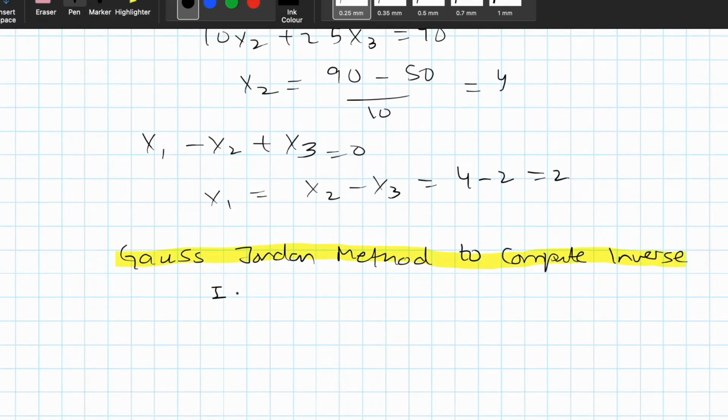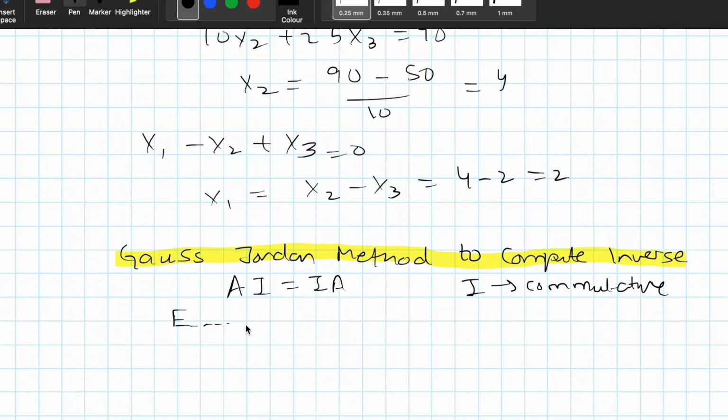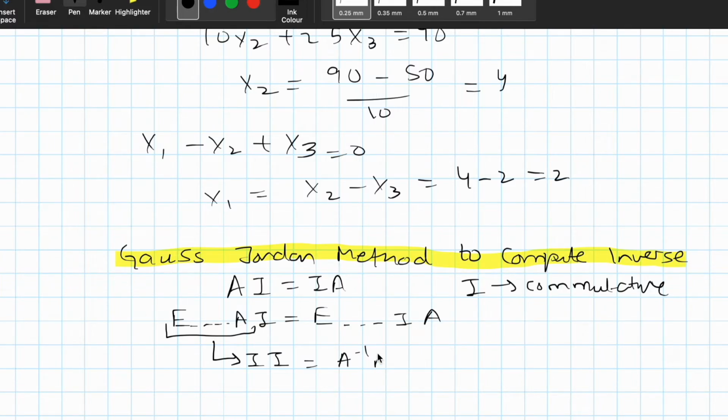Say I have IA is equal to AI. The identity matrix is commutative, so I can write it like this. Actually, let me write it like AI is equal to IA. So I perform a certain set of elementary row operations on A, and the same set of elementary row operations I perform on the identity matrix. And let's say finally I convert A into the identity matrix as we saw above in the reduced row echelon form. Then this equation will actually become like this. And hence we would have computed the inverse of A.